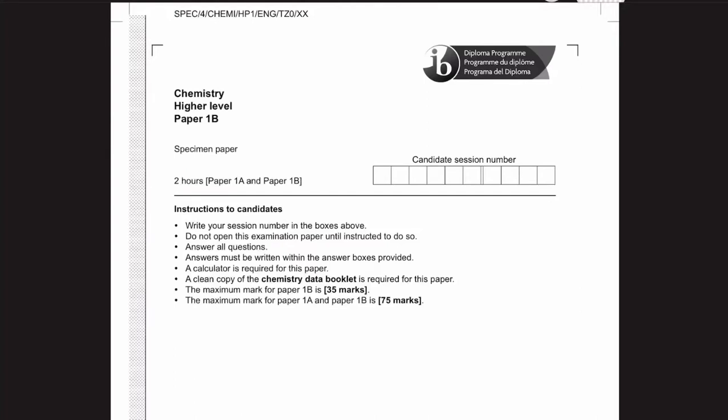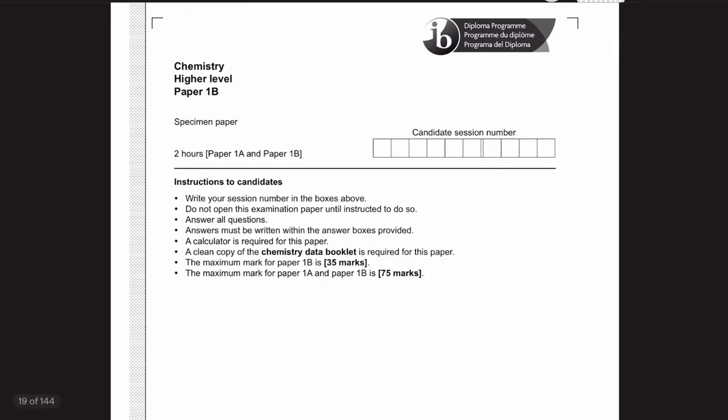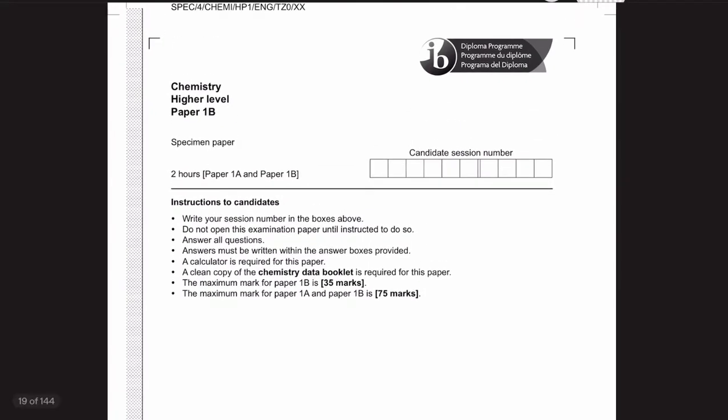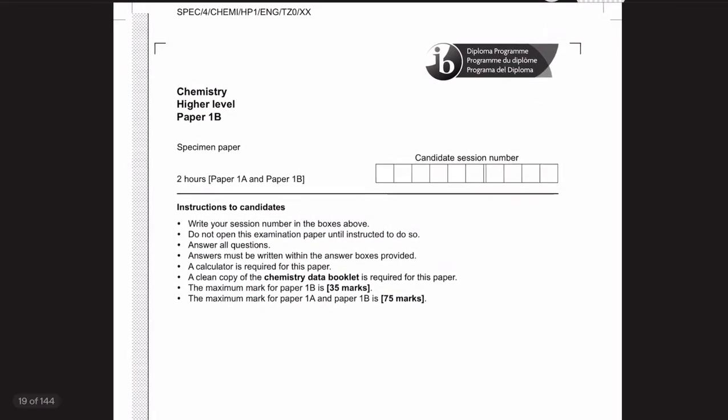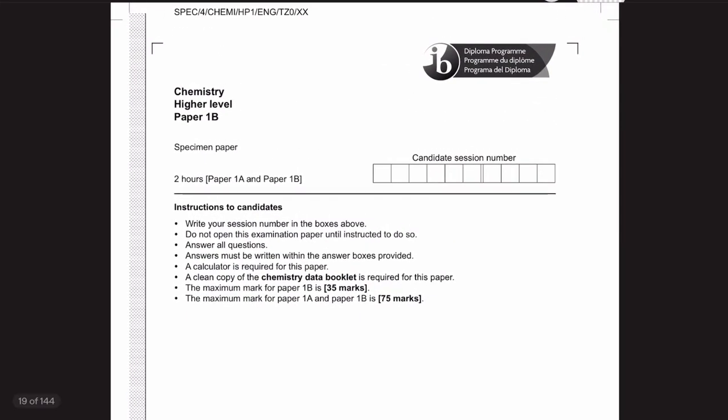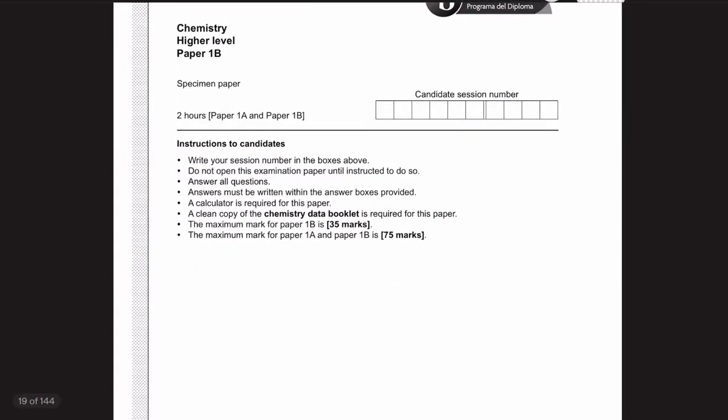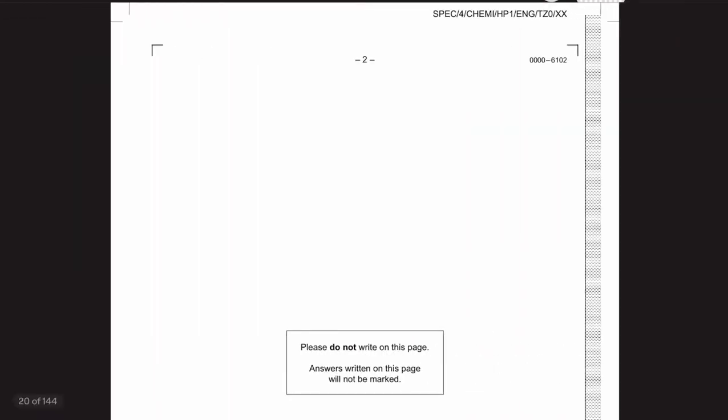Today we have an IB Chemistry higher level specimen paper, specifically a paper 1B. So if you're looking for paper 1A, we did that in a previous video, so please refer back to that video if you want the solutions for it. That's the multiple choice paper, but now we have the paper 1B. So yeah, like the previous papers I've done, I'm just going to go into it completely blind and show you guys how to work through each of these questions. So let's get right into it.